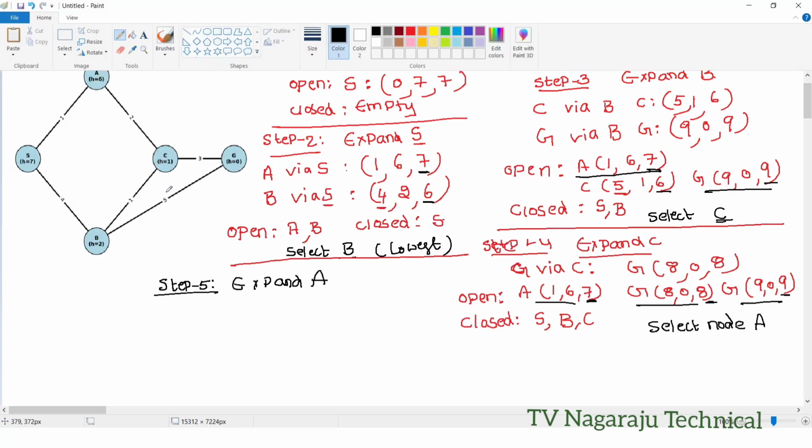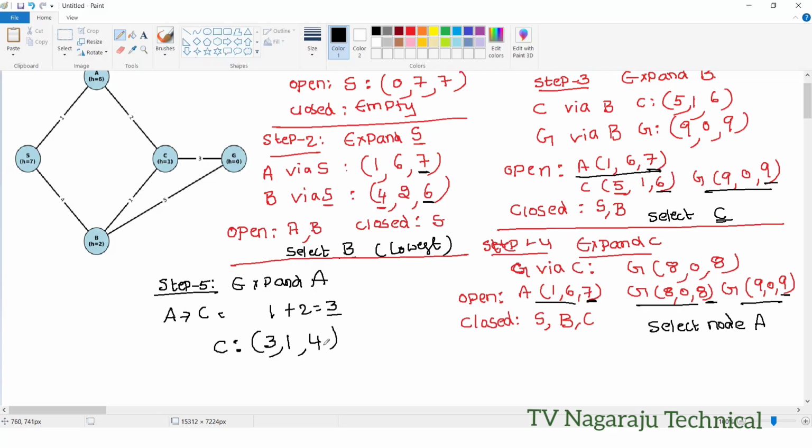Now calculate A to C. So simply here what you are writing: up to A the cost is 1. A to C the cost is 2. That is, the total cost is 3. So for node C, what is the G value? 3. What is the heuristic value? 1. And 3 plus 1 is equal to 4. This is the heuristic value.